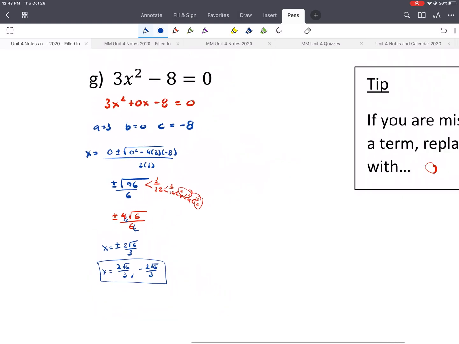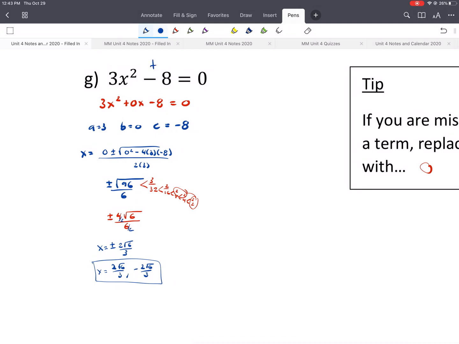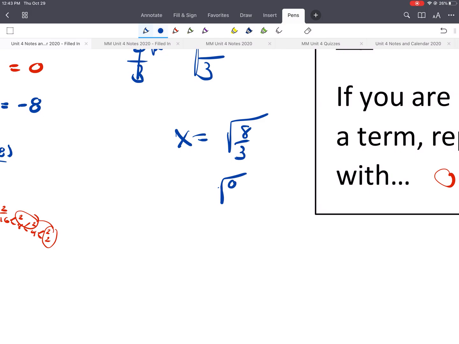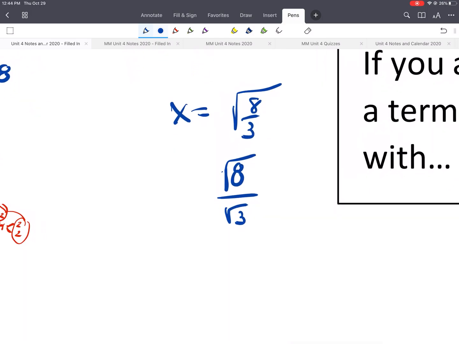So let's just double check. Let's do this the other way. If we added 8 to both sides, we get 3x squared is equal to 8. And then if we divide both sides by 3, and then if we square root, so we'd have x is equal to the square root of 8 over 3. So that is the square root of 8 over the square root of 3. And we could factor out a 2, so that would give us 2 out in the front.